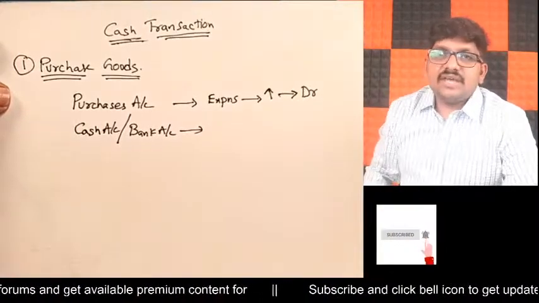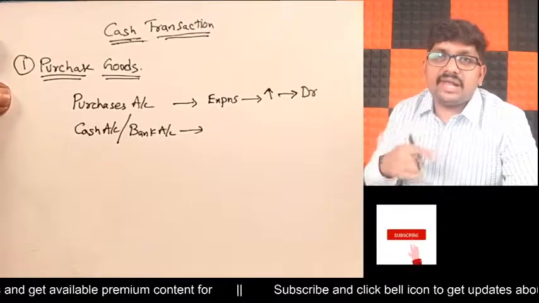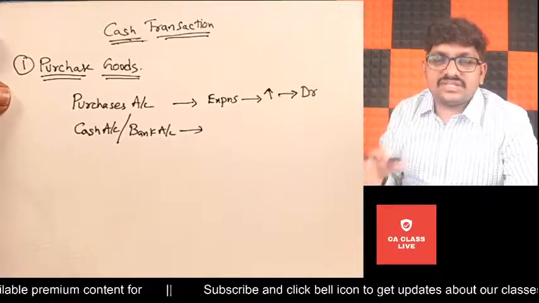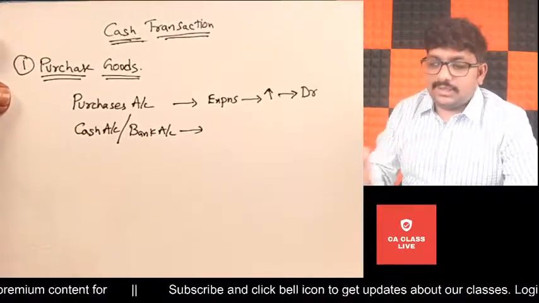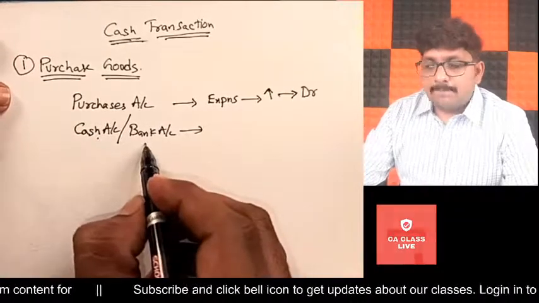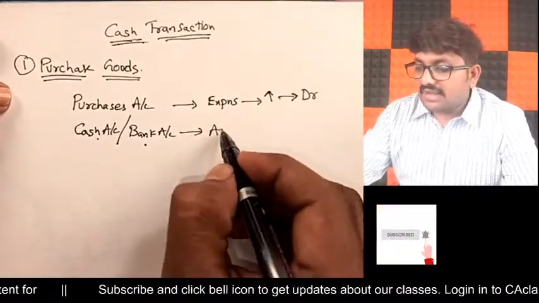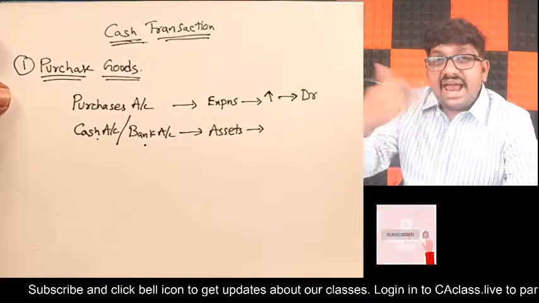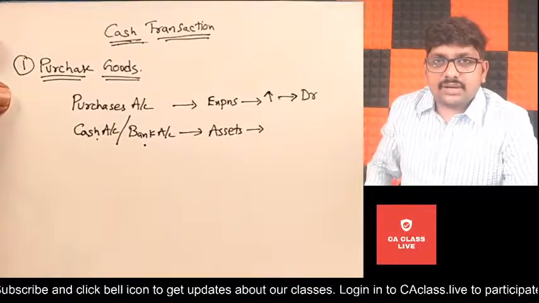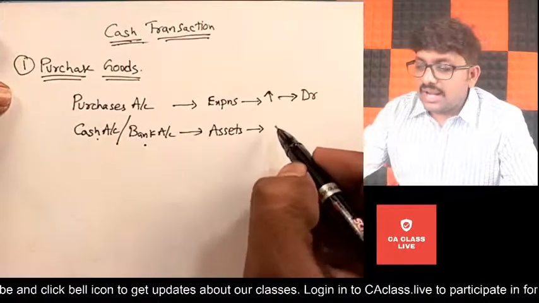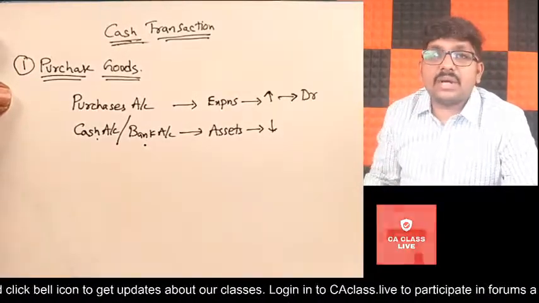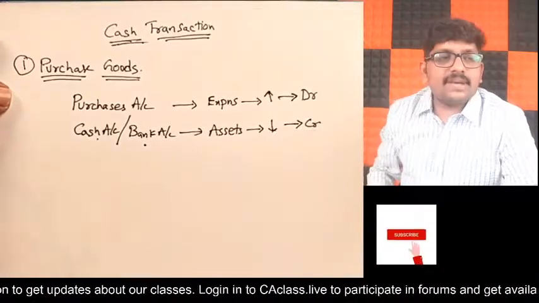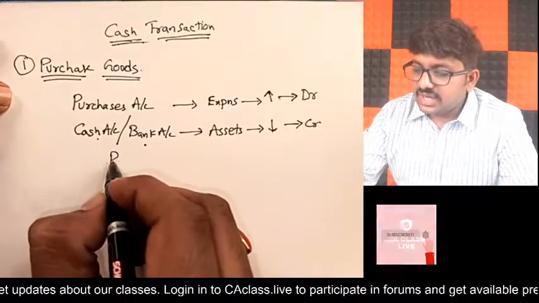Debit. If you have missed it, friends, please go back to my playlist and check journal entries part 1, class 2, and learn it properly. Next, cash or bank is a part of assets. Whenever you pay, your cash or bank balance will decrease. When an asset decreases, what should you do? Credit, obviously.